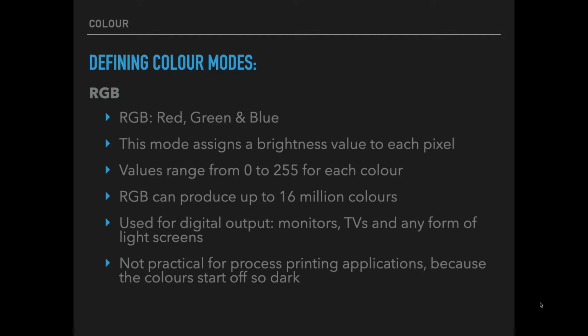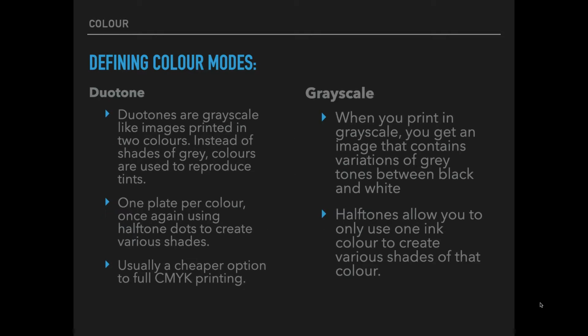Not practical for process printing applications because the color starts off so dark. So red, green, and blue, if you think about those 3 colors as paint, they're already dark. As soon as you start layering them on top of each other, you're only going to end up with a darker image. Whereas CMYK tend to be much brighter colors, therefore once you kind of layer them, it takes a while for them to get to that dark level.